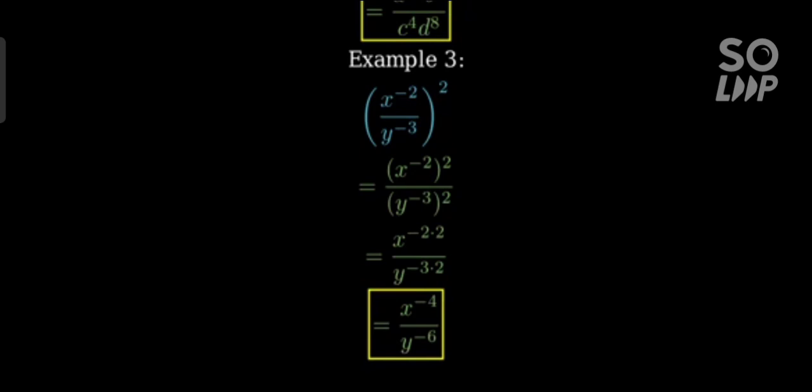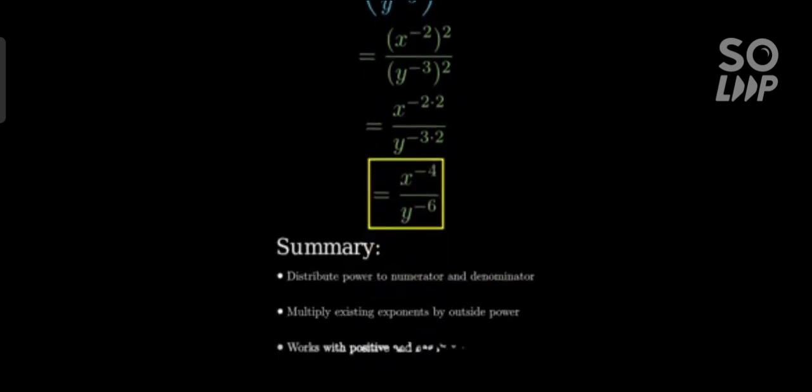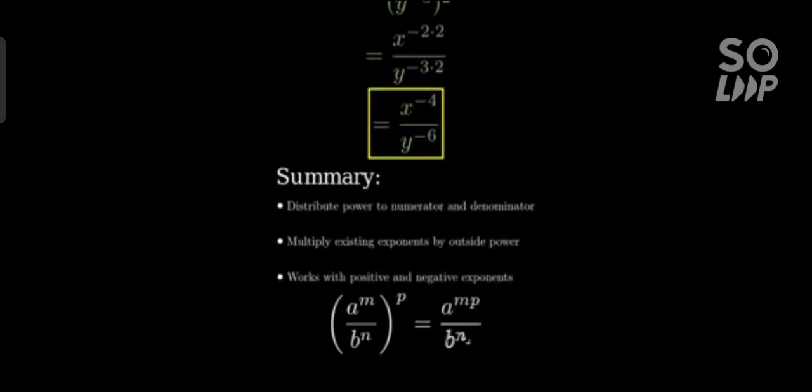Let's summarize what we've learned. When we have a fraction raised to a power, first we distribute the power to both numerator and denominator. Then we multiply the existing exponents by the outside power. This works for positive, negative, and zero exponents. Remember, this rule helps us simplify complex expressions involving fractions and exponents.